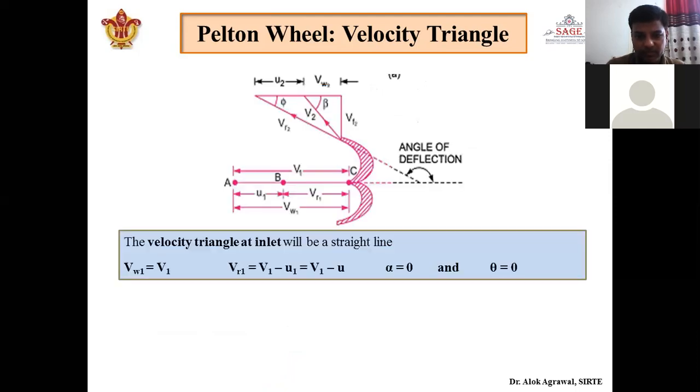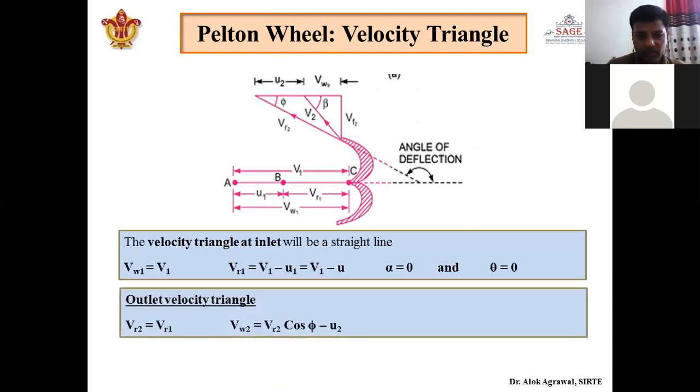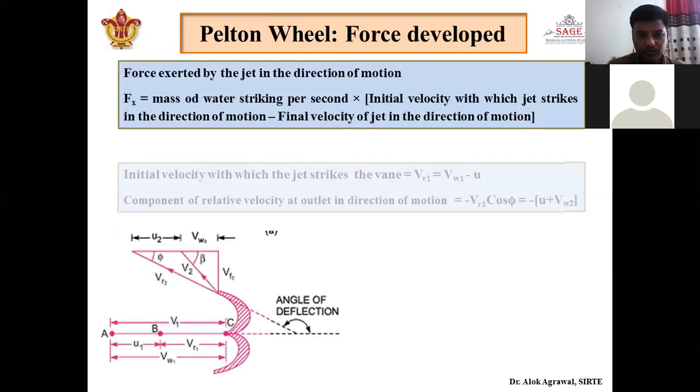Next, we have seen the velocity triangle. From the inlet velocity triangle, we get VW1 and VR1, and we have seen that alpha and theta are 0. From the outlet velocity triangle, we get VR2 equal to VR1, when there is no friction in the blade. If it is given that there is friction in the blade and there is some percentage loss, then we have to consider that. In that case, VR2 will obviously be less than VR1. And VW2 we have calculated from the geometry, that is VR2 cos phi minus U2.